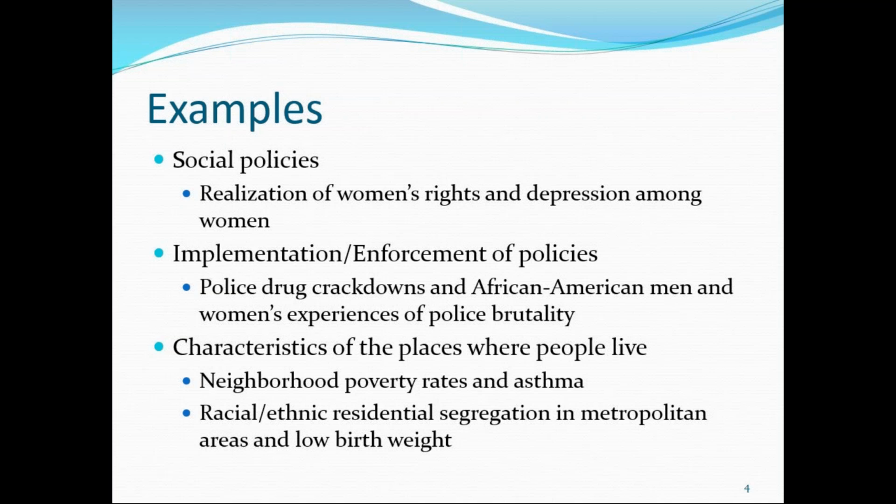Characteristics of the places where people live are also key determinants of health and well-being. People who live in neighborhoods with higher poverty rates are more likely to be diagnosed with asthma. My colleague Michael Kramer has done wonderful research on racial and ethnic residential segregation, and what he has found is that there's a higher likelihood of lower birth weights and other adverse neonatal health outcomes among African American residents of metropolitan areas that are more racially and ethnically segregated.